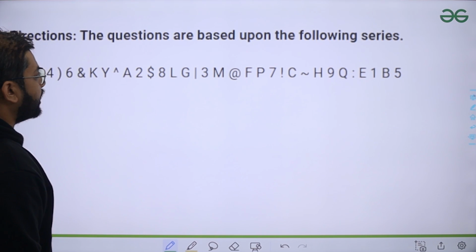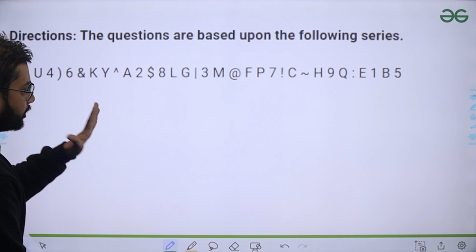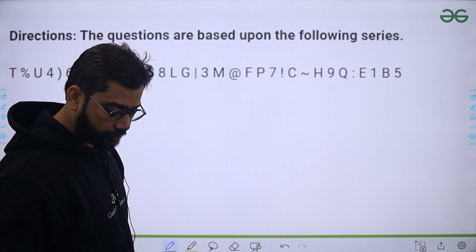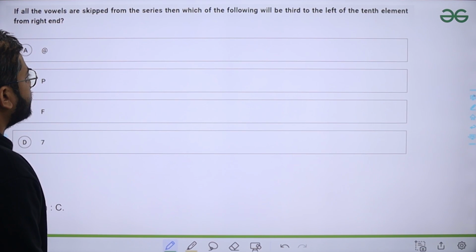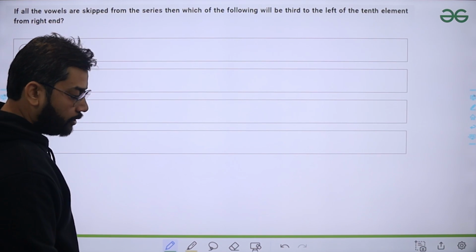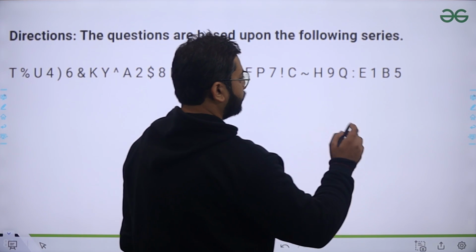Next, we have some alphanumeric coding questions. See, there are alphabets and numerics. I am giving you the hint for how to solve this kind of question. Say this: if all the vowels are skipped from the above series, then which of the following is third to the left of the 10th element from the right end? First, you find the 10th from the right end, and all vowels drop.